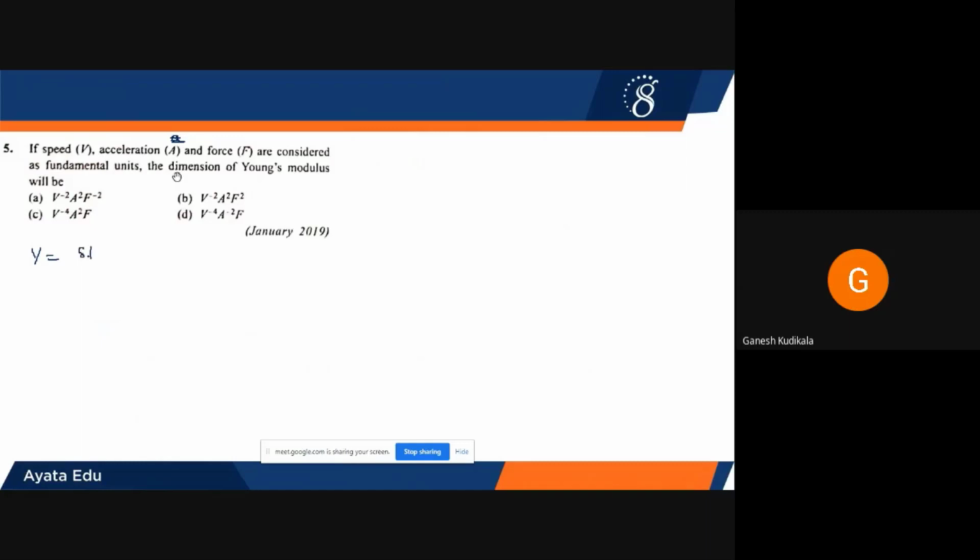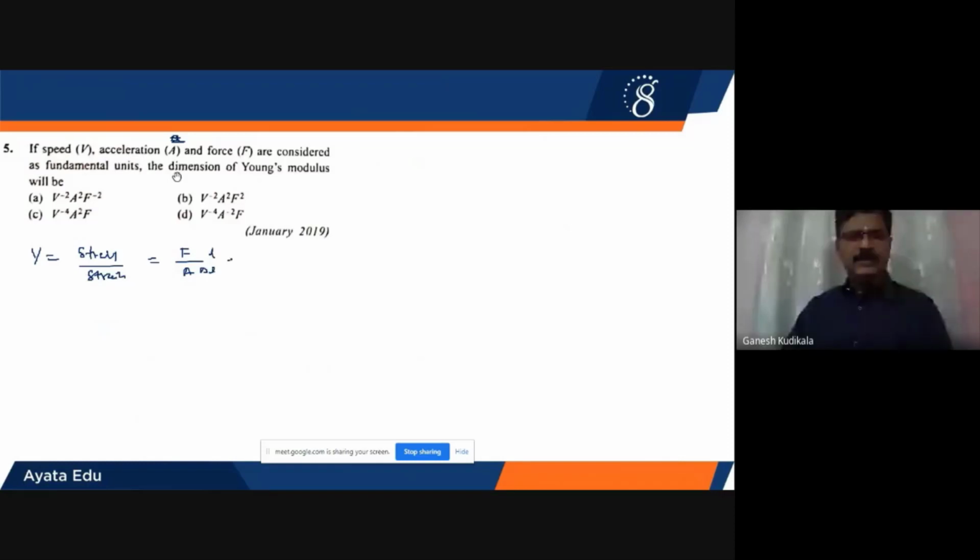Strain has no dimensional formula. Stress by strain. Therefore, we can go for the stress itself. Stress is force by area into delta L by L. This will get cancelled. Force is M^1 L^1 T^-2 divided by L squared. So therefore, Young's modulus will be M^1 L^-1 T^-2. So this is the dimensional formula of Young's modulus.